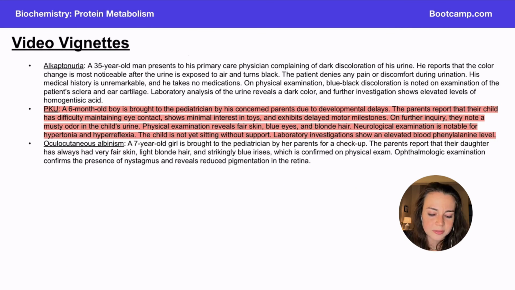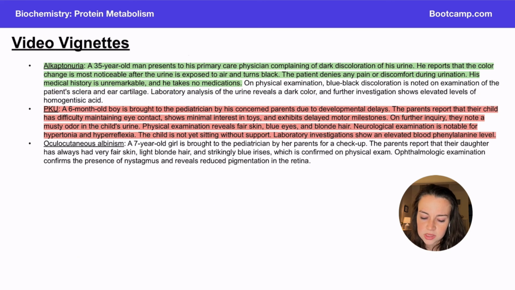So let's do our Alkaptonuria vignette. Let's say we've got a 35-year-old guy who's presenting to his PCP with dark discoloration of the urine. He says that it's most noticeable after the urine is exposed to air and it'll turn black. He's denying dysuria, and he has a pretty unremarkable medical history, and he's not taking any medications, so it's not because of that.